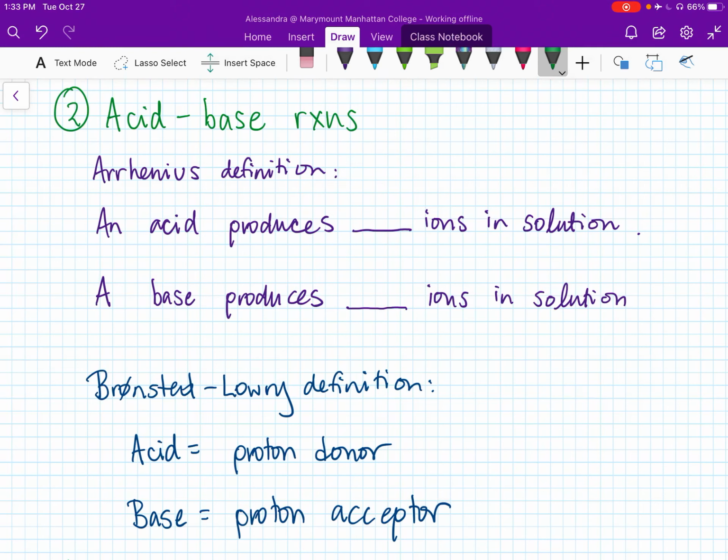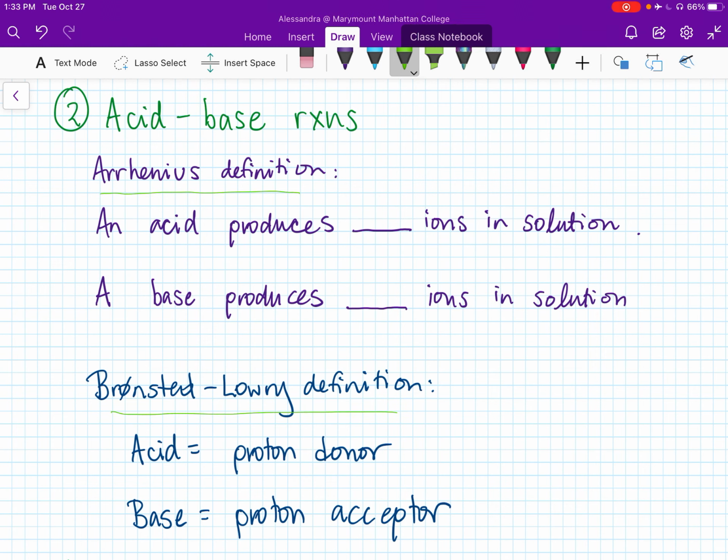The second type of reaction that we encounter in aqueous solution is an acid-base reaction. Acid-base reactions are a category of reactions where we have what's called proton transfer happening in solution. To really understand what's going on, we need to define what acids and bases are. And there are two definitions that are going to serve us this semester: the Arrhenius definition and the Bronsted-Lowry definition.